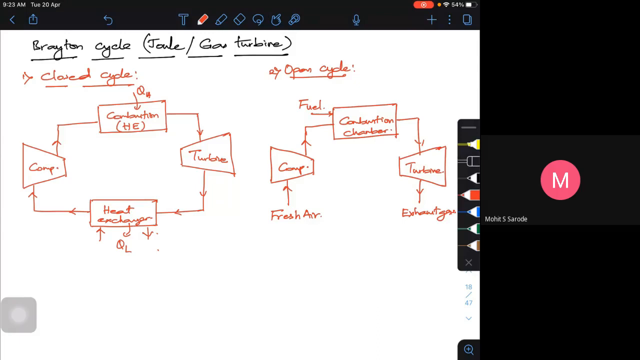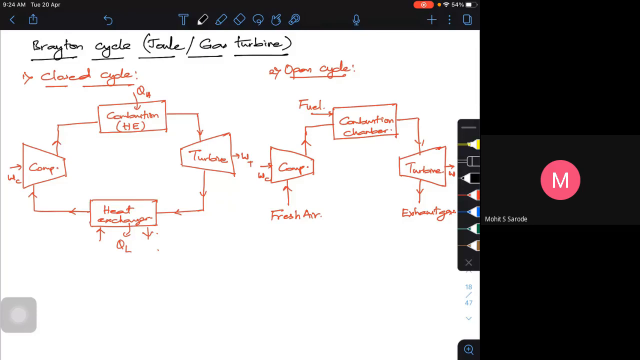So the fuel and air will burn and combine together. We'll get what is called burnt gases, and those gases are expanded. Here I'm also going to get your turbine work. So this is your compression work. That is just a symbol of what we are trying to show, and exhaust. So this is the major difference between your closed cycle and your open cycle.